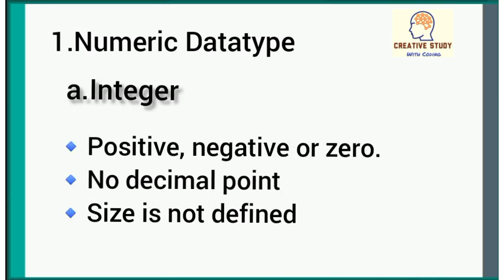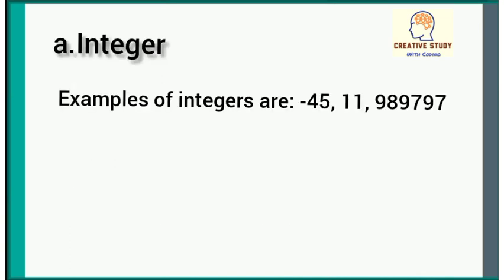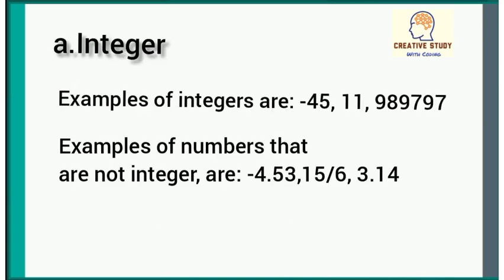An integer can be understood as a whole number that can be positive, negative or zero, but it cannot be a fractional number, or you can say it doesn't have a decimal point. Its size is not defined, that means it is of unlimited length. Thus these are integer values and these are not integer values. Let's understand it by executing different integer values.